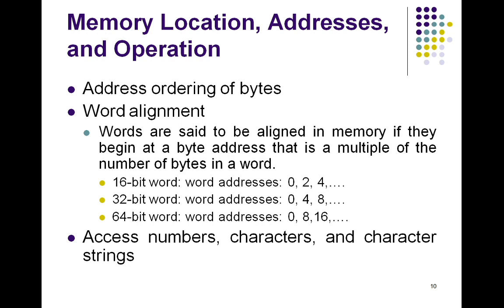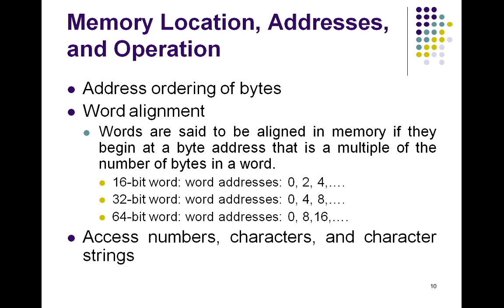In general, words are said to be aligned in the memory if they begin at byte addresses that are a multiple of the number of bytes in a word. For practical reasons associated with manipulating the binary coded addresses, if you want to look into the memory addresses, these addresses are in terms of binary bits, so they are known as binary coded addresses. So the number of bytes in a word is a power of 2.